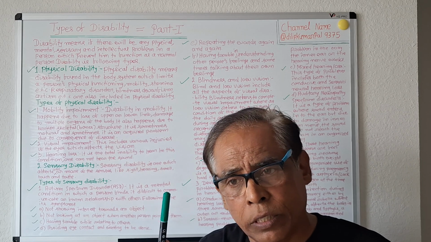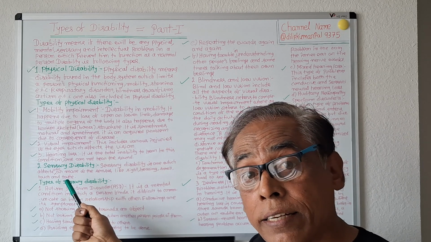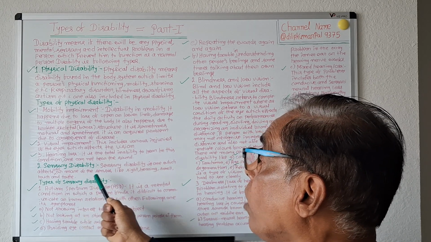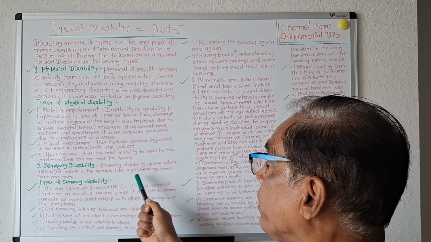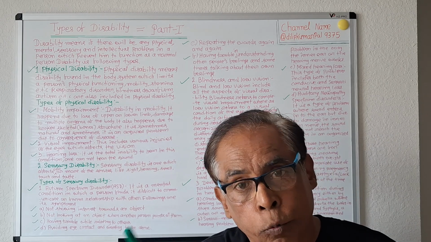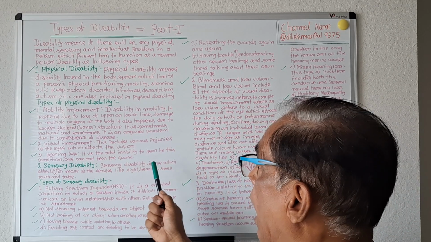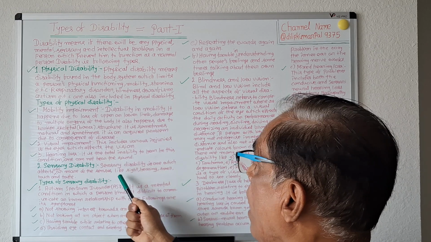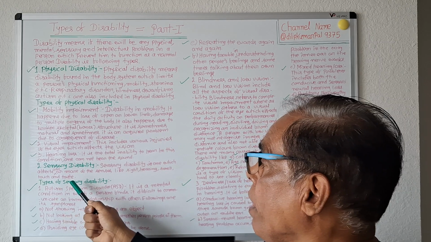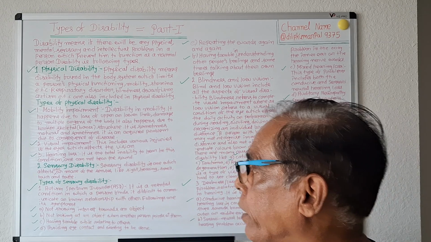Types of disability. One is physical disability. Number two, sensory disability. Sensory disability is one which affects one or more of the senses like sight, hearing, smell, touch, taste. Whenever there is any problem in the sensory system like eye, ear, nose, skin and tongue, it will be known as sensory disability.